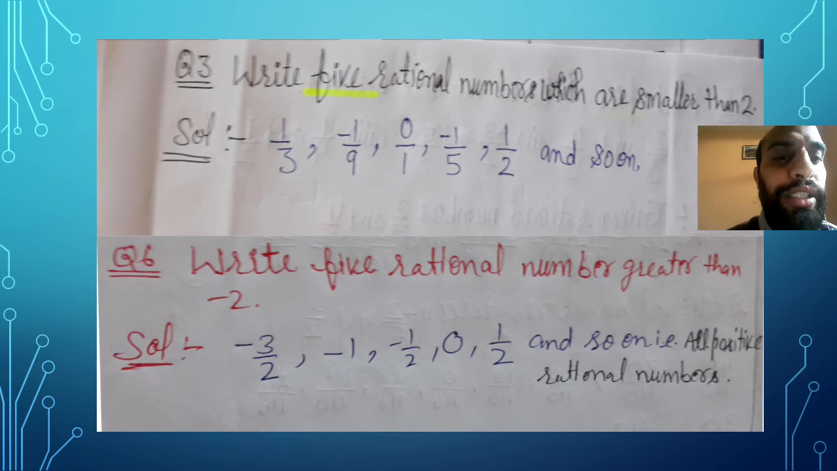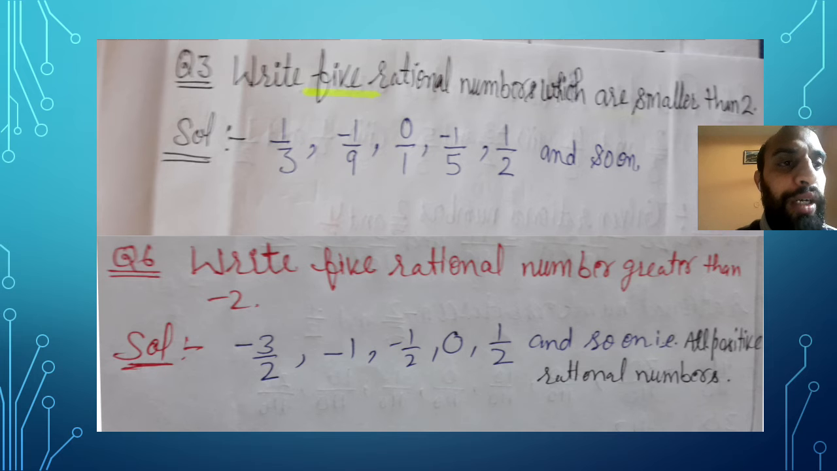Directly you can write -3 upon 2, -1, -1 upon 2, 0, 1 upon 2, and so on. You can even write these answers according to your own choice. That's why I have written all positive rational numbers. You can select any positive rational number and write it here, all of those are greater than -2.